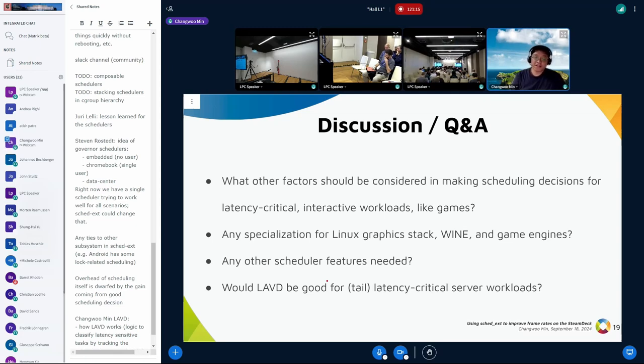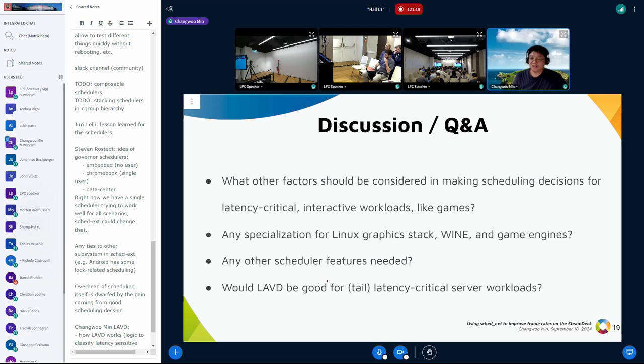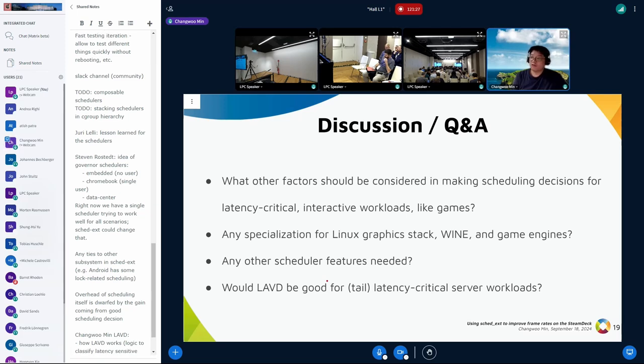I wanted to bring some of the discussion and questions during the session, or even after the session, through the metric chat or the office hours. The one is, what other factors should we consider in making scheduling decisions for latency-critical workloads, like games? In case of AVD, so far, the wake-up frequency or the blocking or wait frequency is the major factor. But what else should we consider? That's the one thing.